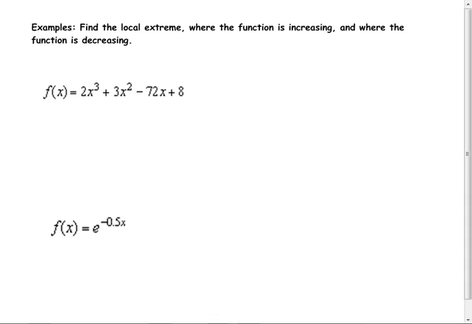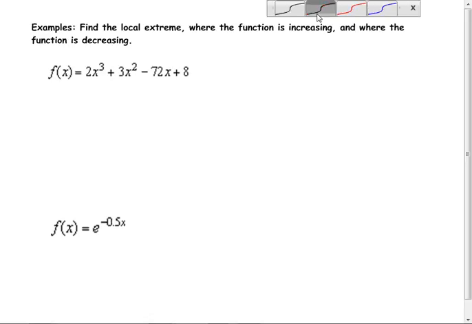So the homework problems look just like this. Find your local extreme values. Tell me where the function's increasing and where it's decreasing. That's what the homework looks like. Well, we're going to use calculus. Even though you could use a calculator, we're going to use calculus and find the derivative.